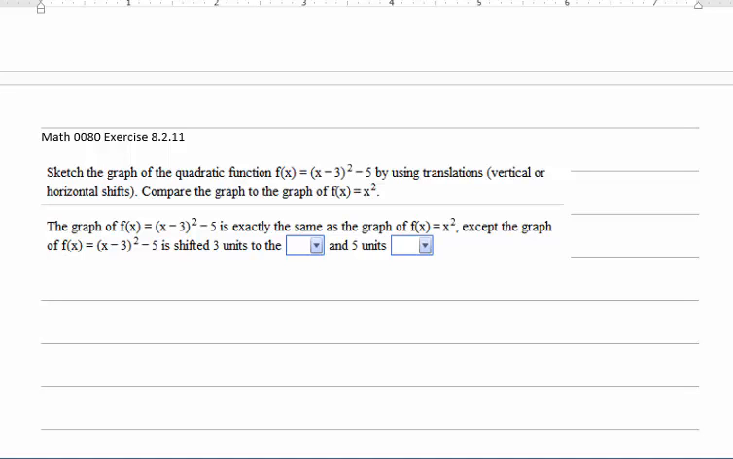Let's take a look at number 11 from section 8.2. We want to sketch the graph of this quadratic function by using translations, vertical or horizontal shifts, that's what we mean by that, and comparing the graph to the graph of f of x equals x squared.